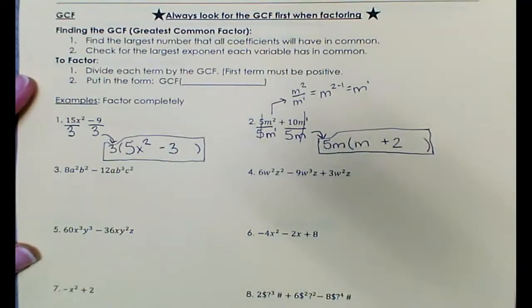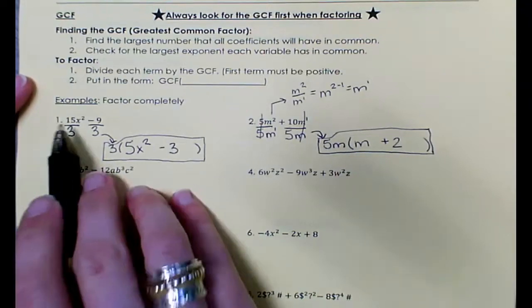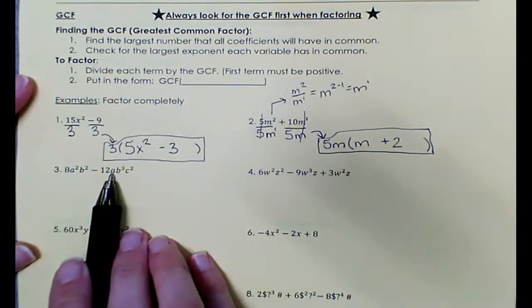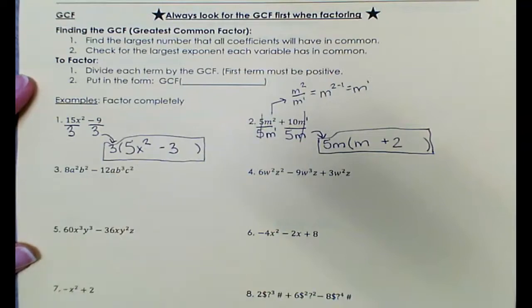So these aren't really that difficult. Once you start practicing more of them, the binomials are pretty basic. This is also a binomial, but it does look more complicated, and that's because there's more variables in each of your terms. So we've got coefficients, 8 and negative 12. We have A's and B's and C's.